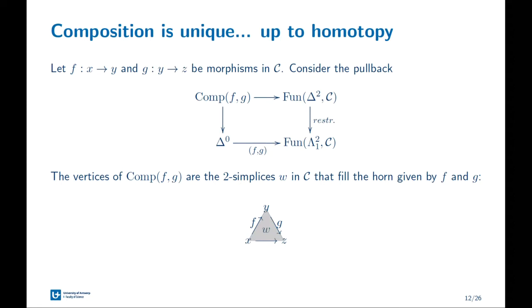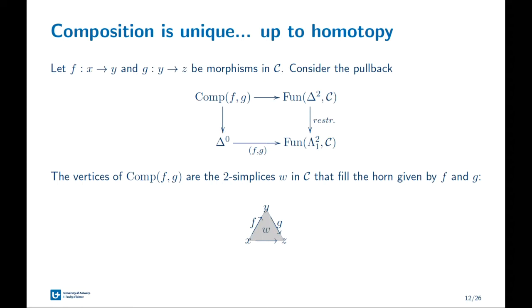Compositions are not unique, but they are unique up to this notion of homotopy that I just defined. So given two morphisms, if I take their composition, up to homotopy, there will only be one. And I'll try to explain a little bit why. Let's fix two morphisms, f from x to y, g from y to z, in my quasi-category C. Then I can consider the following pullback. I didn't define everything that's in here. It's not really that important. The point is that I end up with a simplicial set comp fg here.